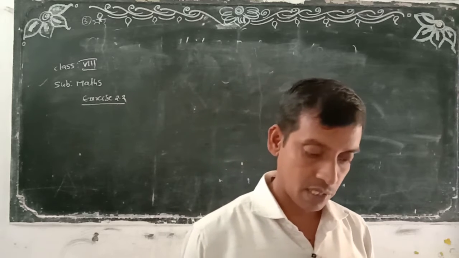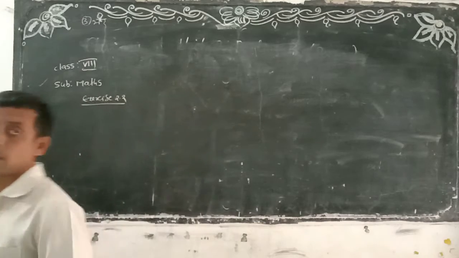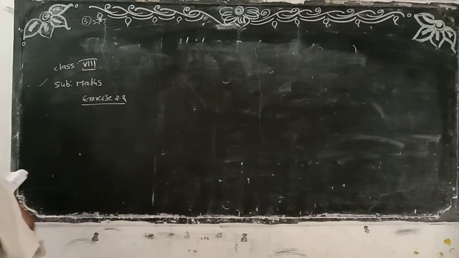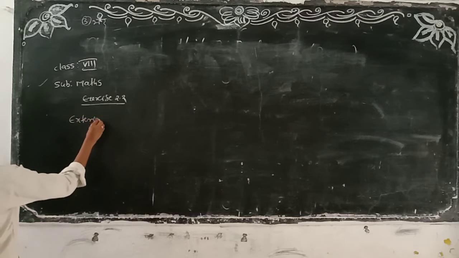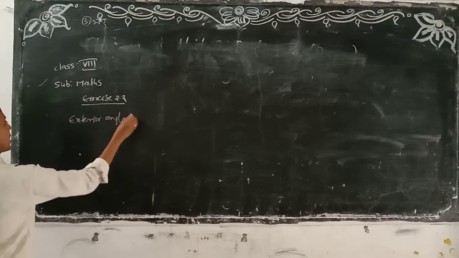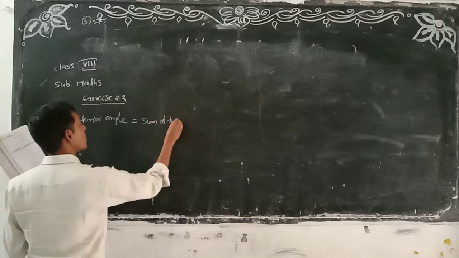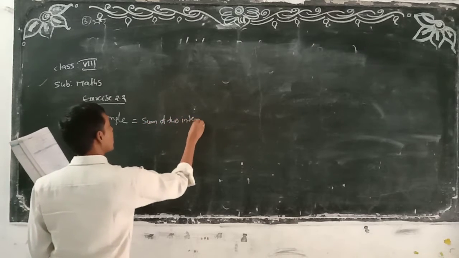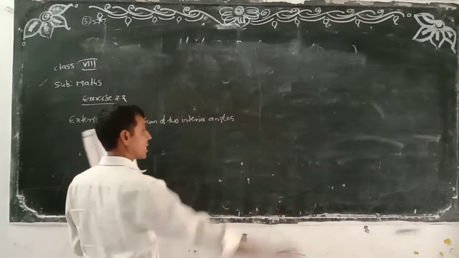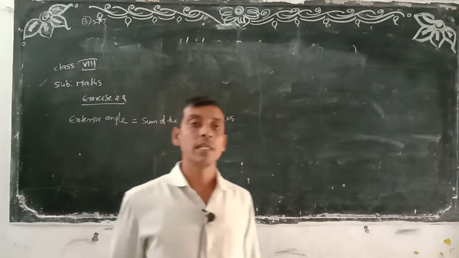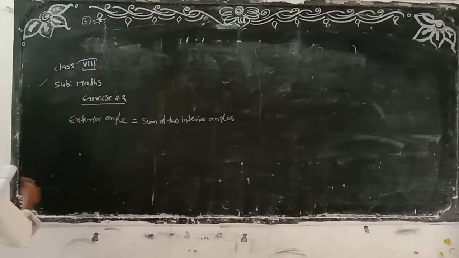Okay? First problem: everybody knows the property from the 7th class. What is the property? Exterior angle is equal to the sum of two interior angles. Okay. So why did I say exterior angle here?